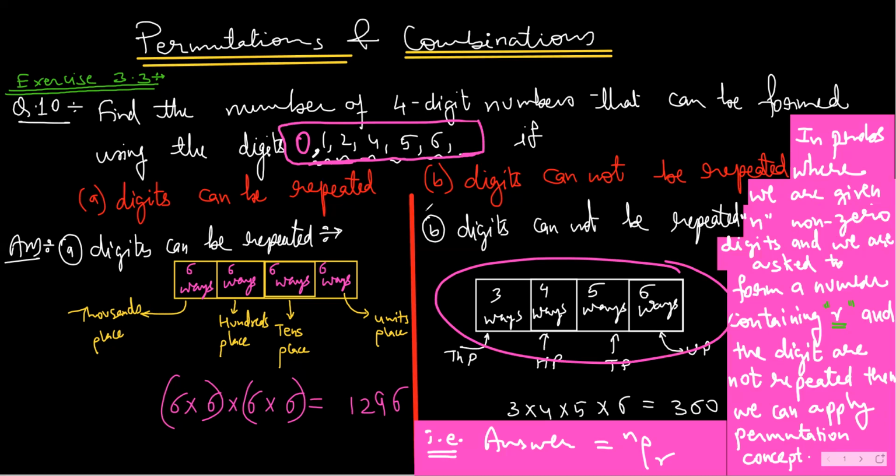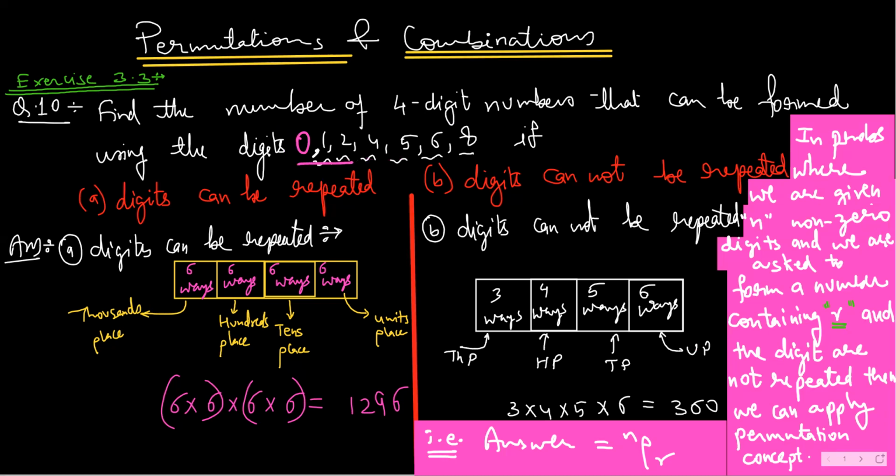Because when you are applying 6P4, you are saying that from these 6, you are taking any 4 and arranging. There are chances that you take these 4 and arrange them in all different ways. But you know that 0 cannot come at the thousandth place. If 0 comes at the thousandth place, then it is no more a 4-digit number. So this idea is applicable when the digits given are all non-zero digits.